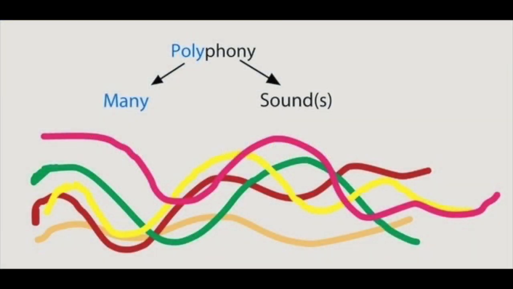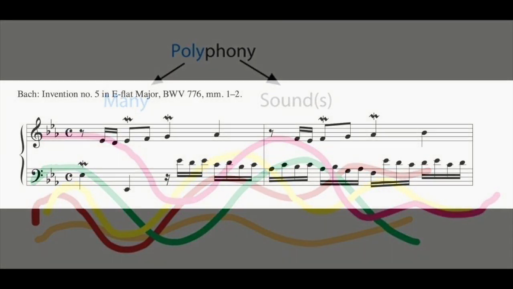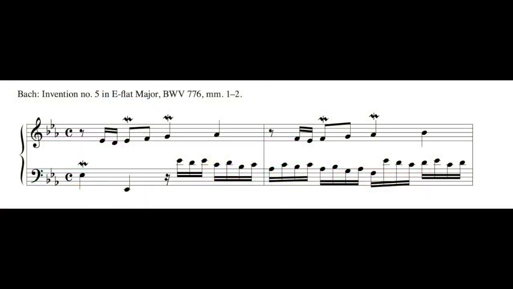Polyphonic textures consist of two or more lines moving independently or in imitation with each other. We can listen to the Bach Invention number 5 in E flat major, which shows two lines in imitation.